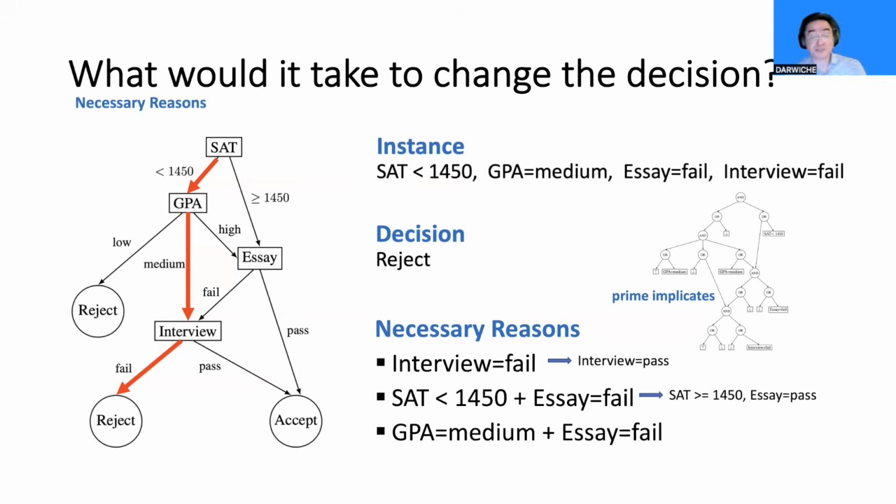Now, here's something interesting for the last one. The last one, this variable is binary, but this variable is ternary, has 3 values. To violate it, I have to negate this and negate that. So there are 2 ways to do it. To negate this, I have to set this to pass. But in this case, I can set this to either low or high. So there are 2 ways to actually violate this necessary reason. And the only guarantee here that you get is that at least one of them will flip the decision. There's no guarantee that all of them will. And in this case, actually, one of them does, the other does not.